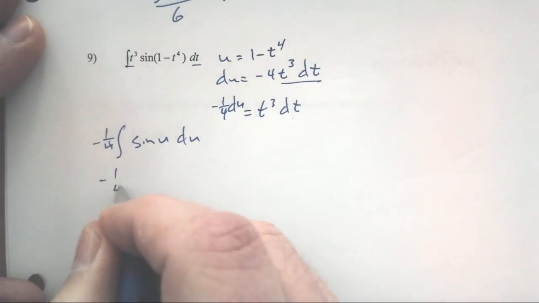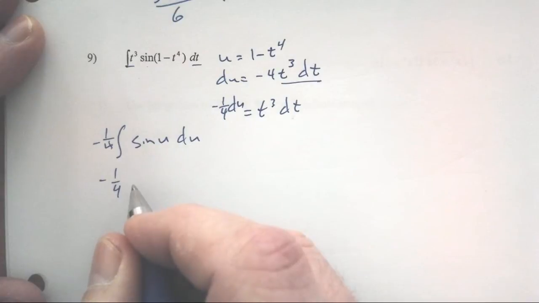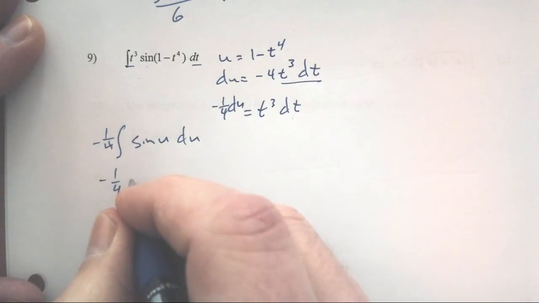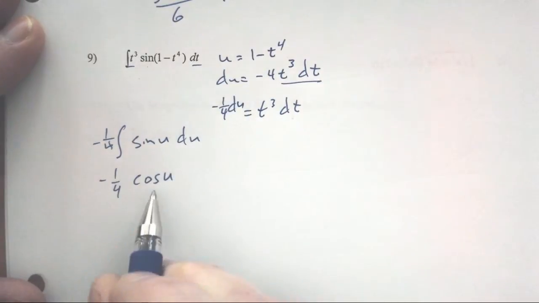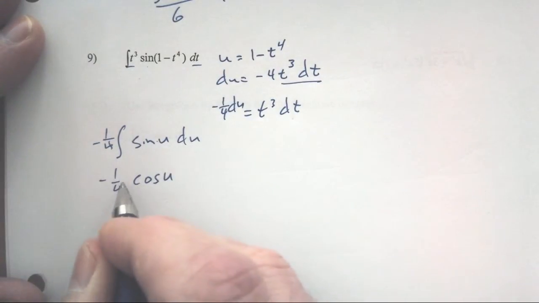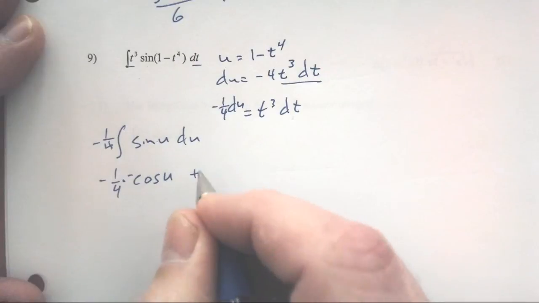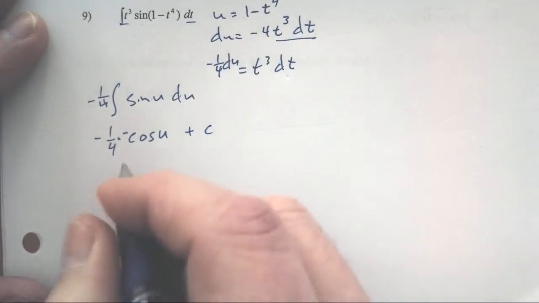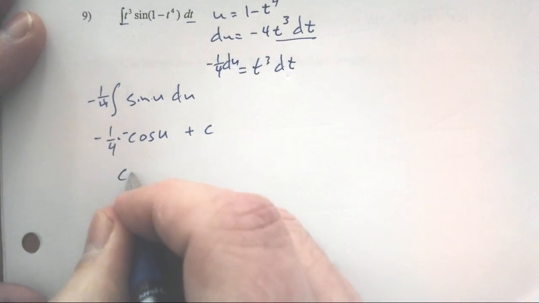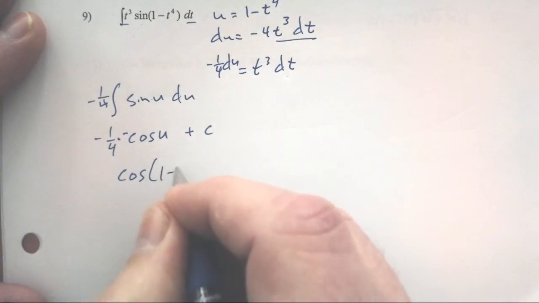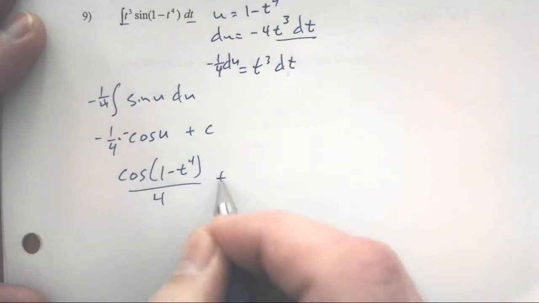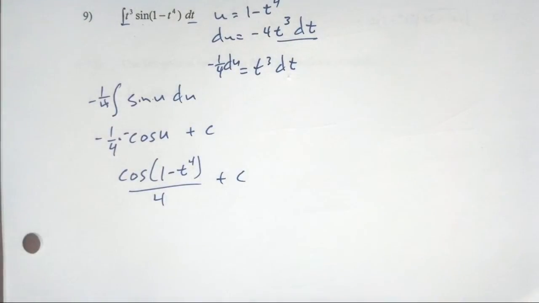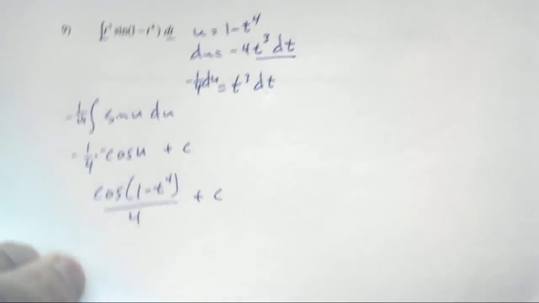So that is negative 1/4 times cosine of u, but the derivative of cosine is negative sine, so I need the opposite of that, plus c, for final answer of positive cosine of 1 minus t to the 4th on 4 plus c. Okay. We should be pretty efficient at these problems.